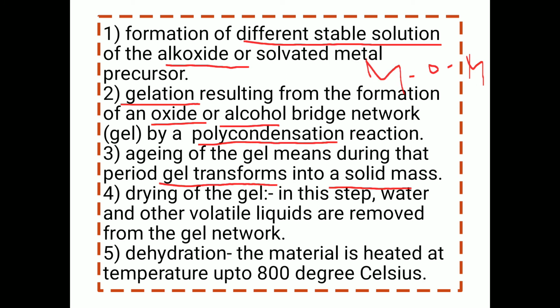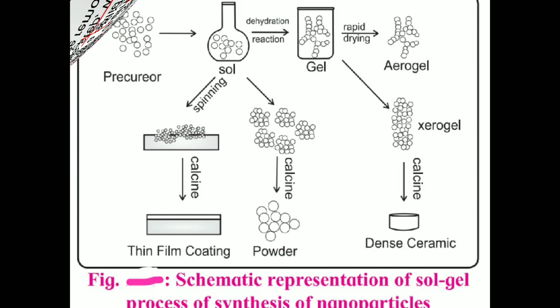Next one is the drying of the gel. In this step, water and other volatile liquids are removed from the gel network. And last is the dehydration. Dehydration means removal of water molecules. The material is heated at a temperature up to 800 degrees Celsius.